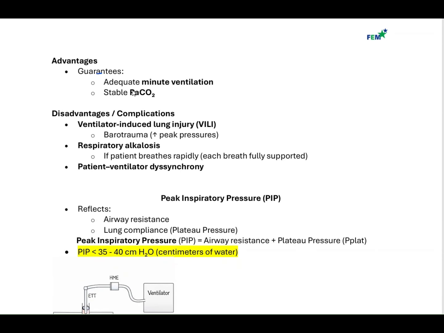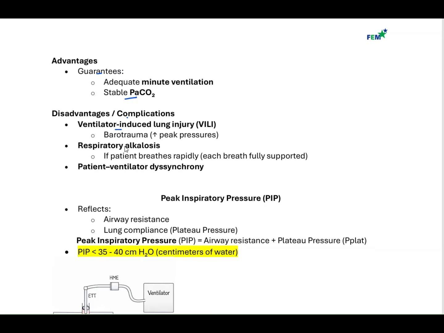So now, what's the advantage of this AC/VC? AC/VC guarantees adequate minute ventilation because you set your tidal volume and you set your rate, so it guarantees adequate minute ventilation. And the patient does tend to have a stable PaCO2 in AC/VC mode.